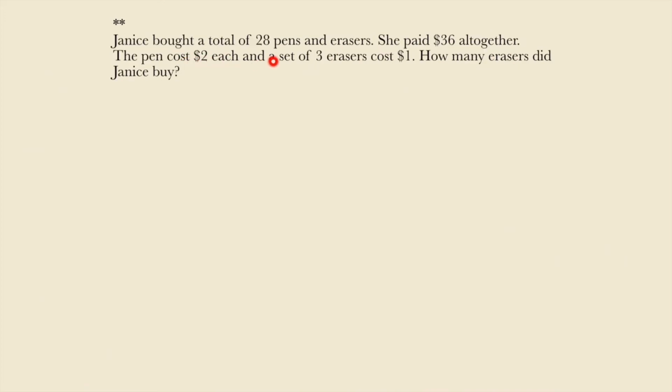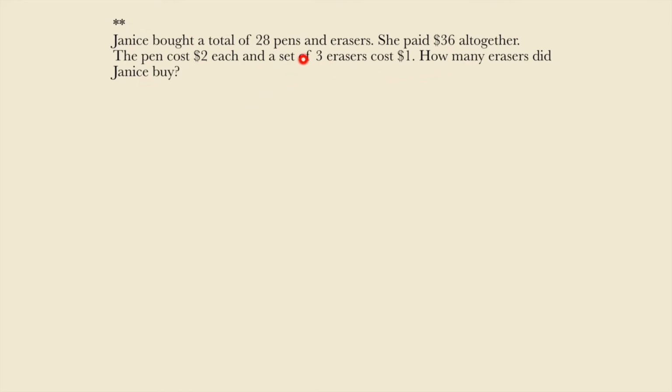Janice bought a total of 28 pens and erasers. She paid $36 altogether. Sounds pretty normal so far. The pen cost $2 each, and a set of 3 erasers cost $1. So this part here is where it's slightly different. How many erasers did Janice buy?